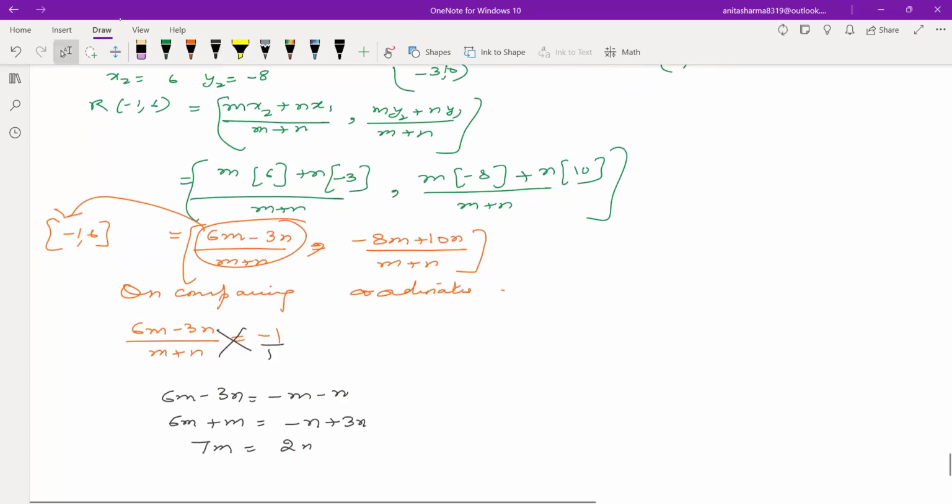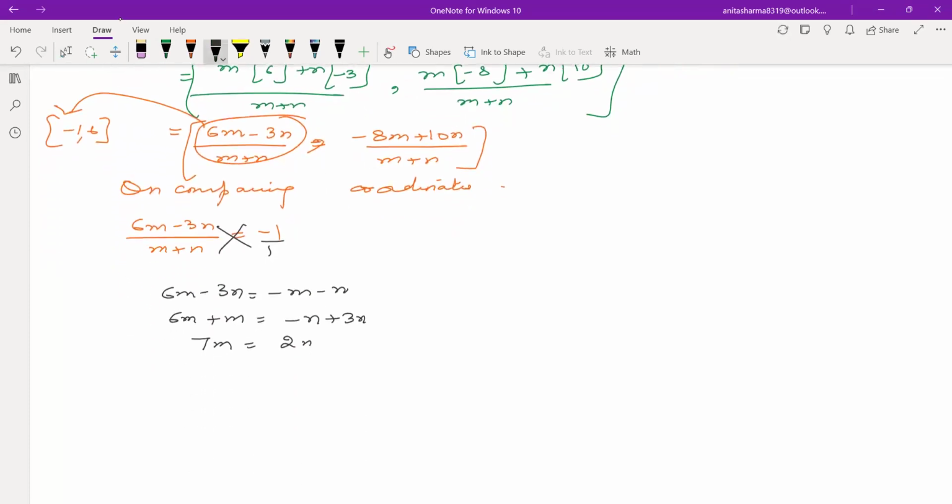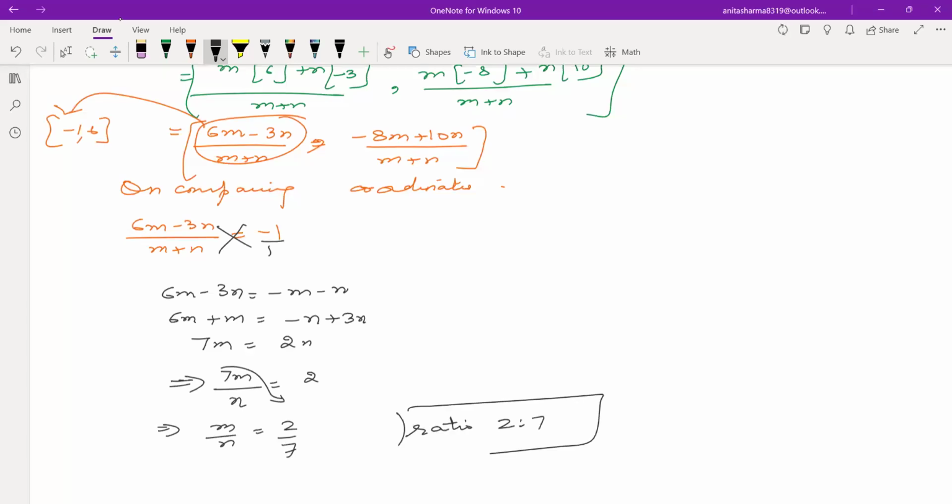Now we have to find the ratio. So what we will do, we will write 7m upon n only. Then 2 will be here. Now transpose this to the right hand side. So m upon n will be 2 by 7. So your ratio will be, beta, 2:7. Understood?